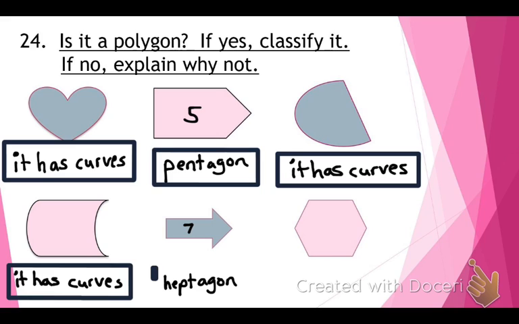Last one, Michael Sturdivant. Is it a polygon? Why not? Wait, huh? So what is it, yes or no? Yes, it is. How many lines does this one have? It has 6. 6. So what do we call a 6-sided polygon? Hexagon. A hexagon.